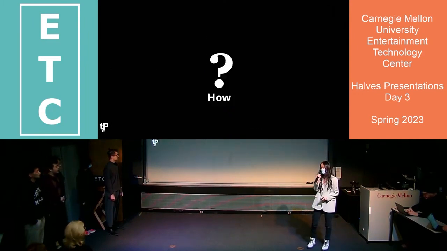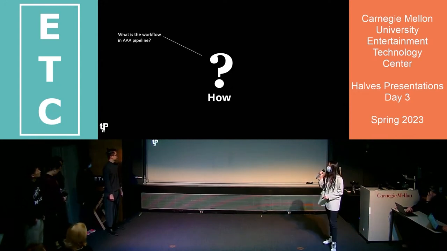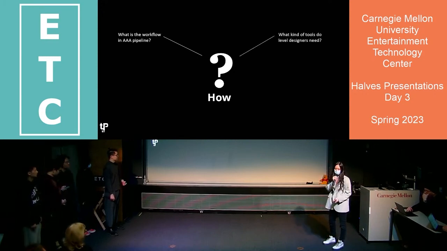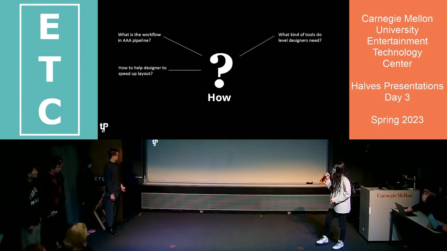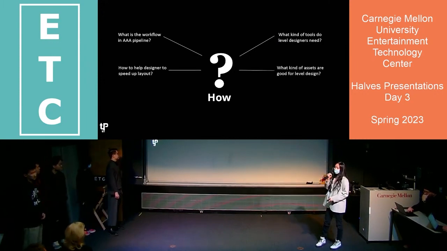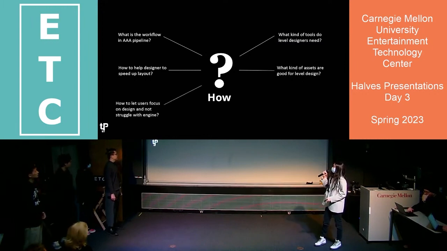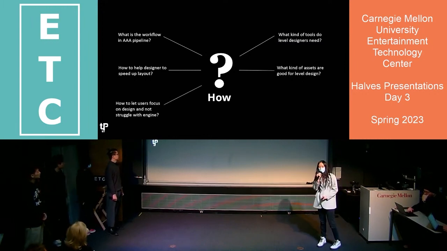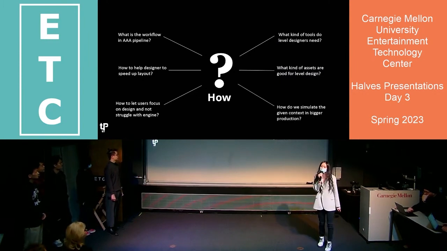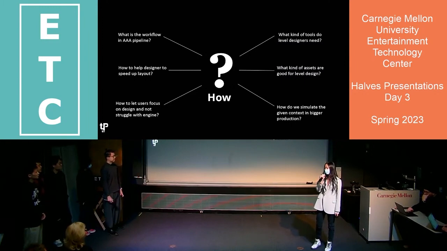Before we start tackling this big body of tasks, there are some questions that need to be answered, such as: what are the workflows in the AAA pipeline? What kind of tools do level designers need? How do we help designers speed up the layout process? What kind of assets are good for level design? How do we let users focus on designing instead of struggling with the engine? And how do we simulate the given conditions in a bigger production? To better answer these questions, we started with some research first.